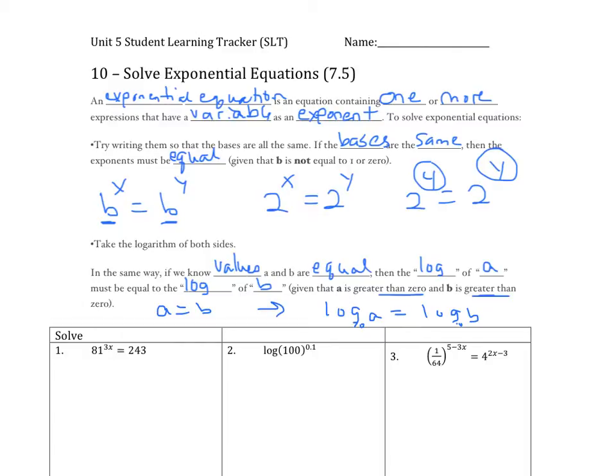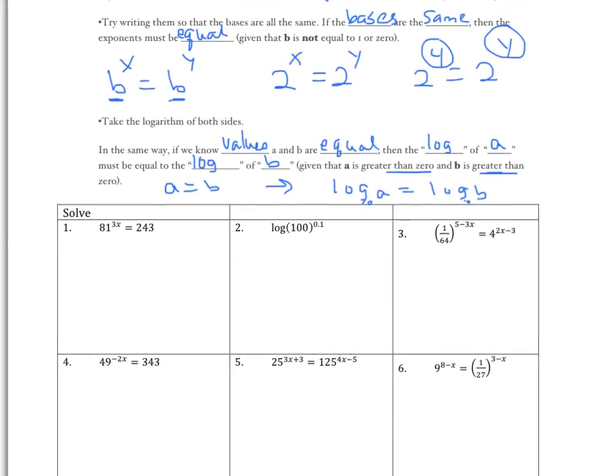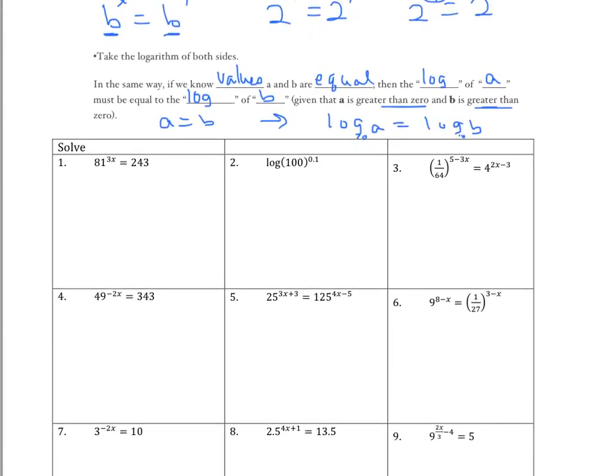Let's look at number 1. So move this up just a little bit. Number 1 is 81 to the 3x equals 243. So I'm going to look at that and say, 81 and 243 are not the same base, but I do know that I can divide 81 by 3. So then I would figure out, okay, what is the exponent for 3 that makes 81, and what is the exponent for 3 that makes 243? So we have 3 to the 4th power is 81, and that's raised to the 3x. And then 3 to the 5th power is 243.